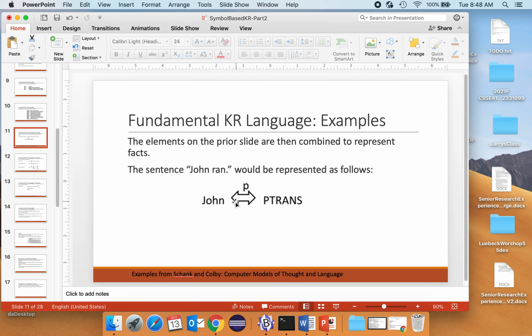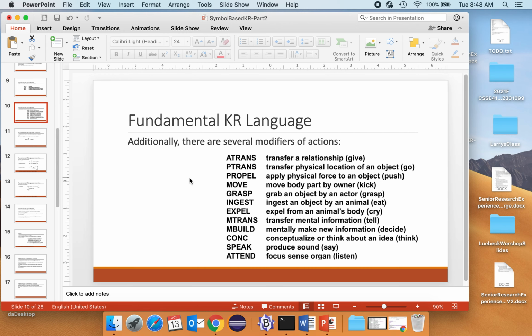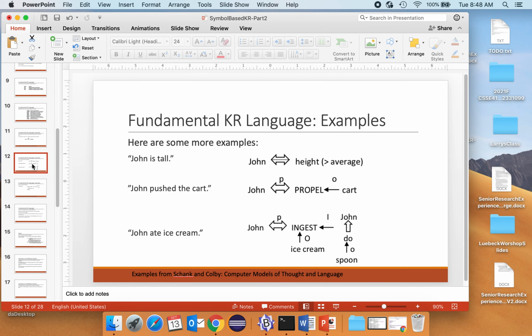So John ran. So John, there's a physical transfer. All right, that makes sense, right? Physical transfer or location of an object. Cool. John is tall. So John has a property, and the property is his height. Notice that this is not one of those conceptual dependency reductions. And the height is above average. All right, I can sort of see that. Okay. John pushed the cart. So John propelled something. What did he propel? The cart. Okay, got it.